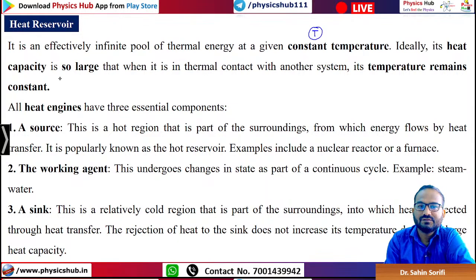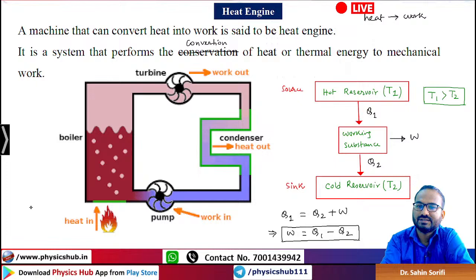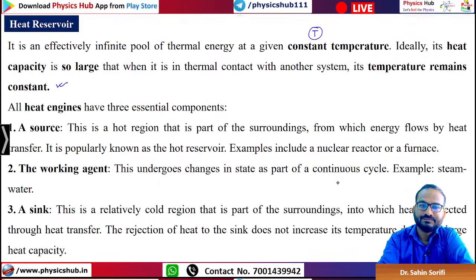Its heat capacity is so large that when it is in thermal contact with another system, its temperature remains constant. All heat engines have three essential components, as you can see: a heat reservoir or source, working agent, and sink. A source is a hot region that is a part of the surroundings from which energy flows by heat transfer. It is popularly known as hot reservoir, for example in a nuclear reactor or furnace. Working agent undergoes changes in state as part of the continuous cycle, for example steam water.